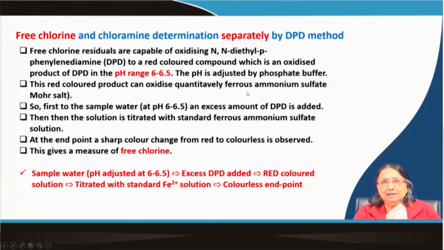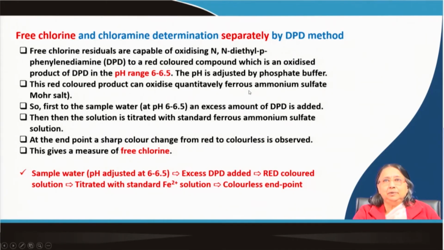Ferrous Fe2 plus can go to Fe3 plus, right. So, it is oxidized. So, this red colored product, which is the oxidized product of DPD, can oxidize the ferrous ammonium sulphate, or rather you can tell that ferrous ammonium sulphate can reduce this DPD oxidized product, that is red colored product. Okay. And ferrous ammonium sulphate is a primary standard.